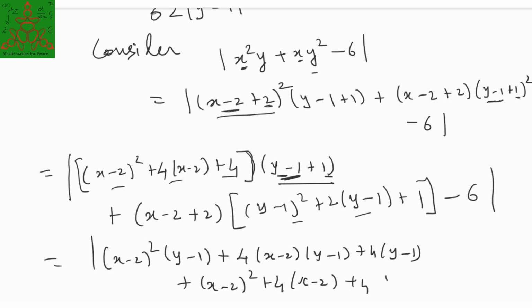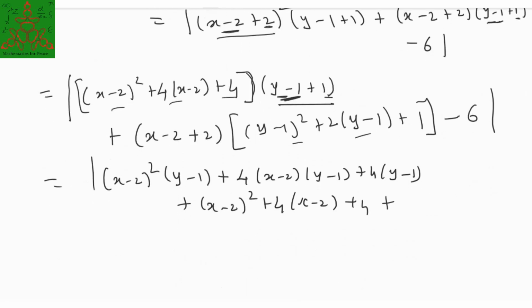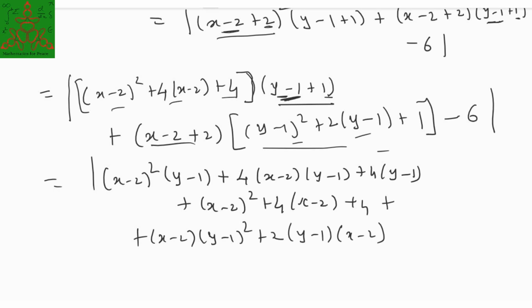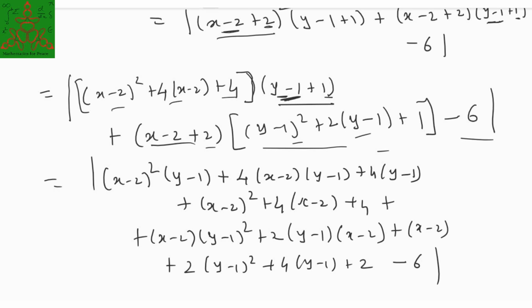Then here it is the same thing, in the same way we can expand. x minus 2 will multiply with all these 3, so that will be x minus 2 into y minus 1 square plus 2 into y minus 1 into x minus 2 plus x minus 2. This 2 will multiply with all of these 3: 2 into y minus 1 square plus 4 into y minus 1 plus 2, minus 6. This minus 6 is already there, and this 4, 2 and minus 6 will cancel out.